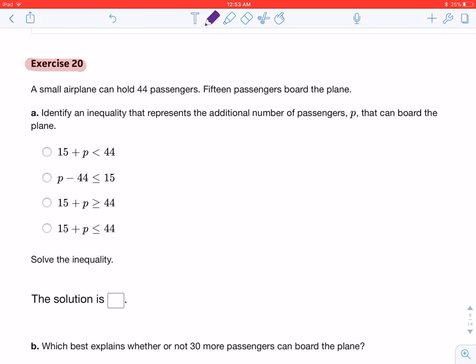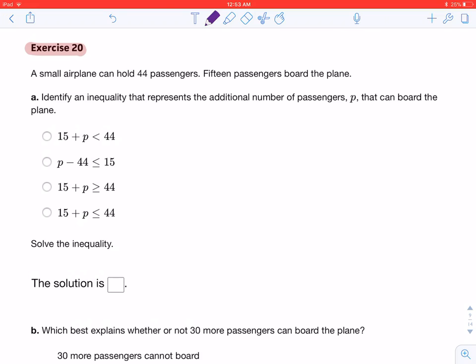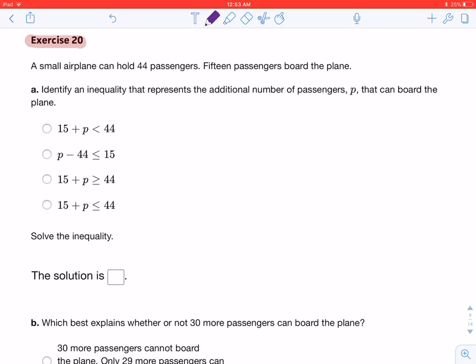See, number 20 looks like it's its own kind of problem. So a small airplane can hold 44 passengers. 15 passengers board the plane. So identify an inequality that represents the additional number of passengers P that can board the plane after, it doesn't say here, but we're assuming after the 15 passengers have already boarded the plane.